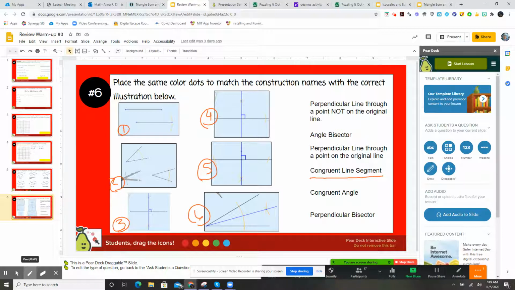Anybody? Number 1, 2, 3, 4, 5, or 6? Which one shows two congruent line segments? Number 1, yeah, absolutely. Which one shows the angle bisector? You've got an angle and it's sliced in half somehow.